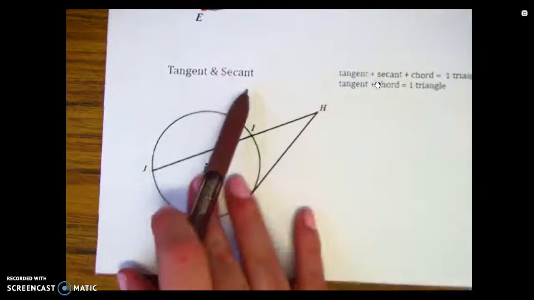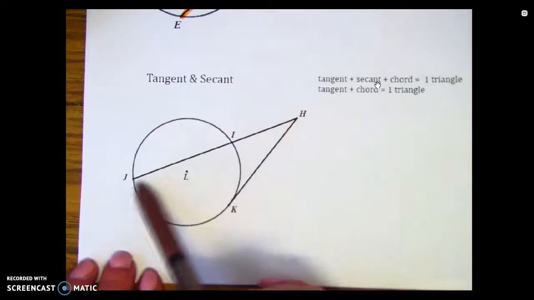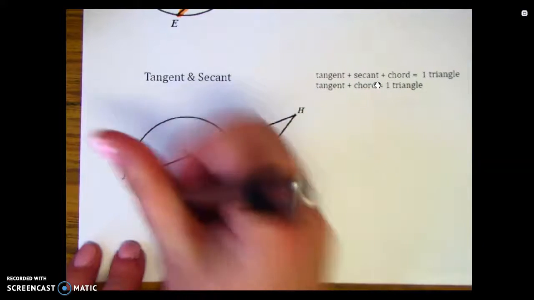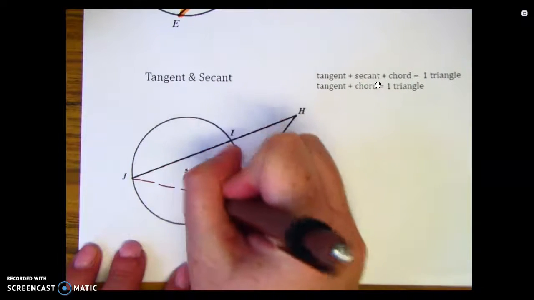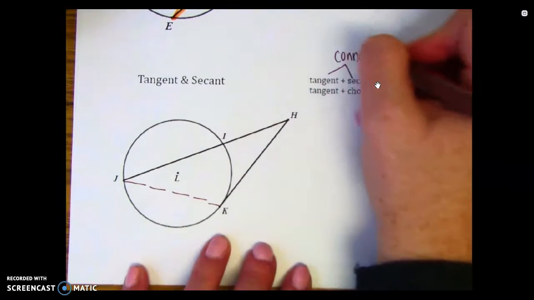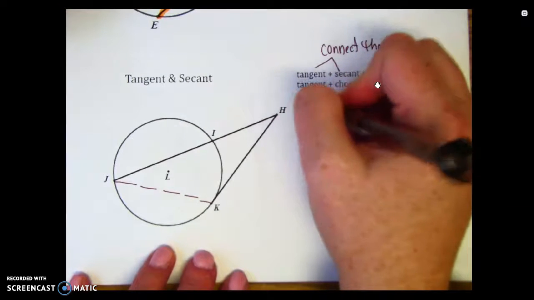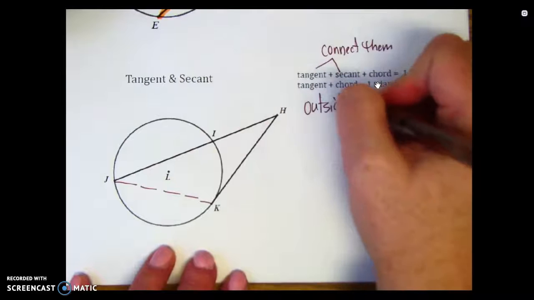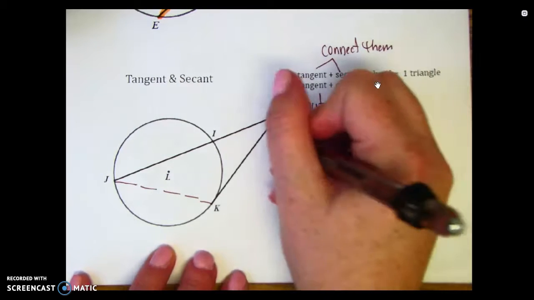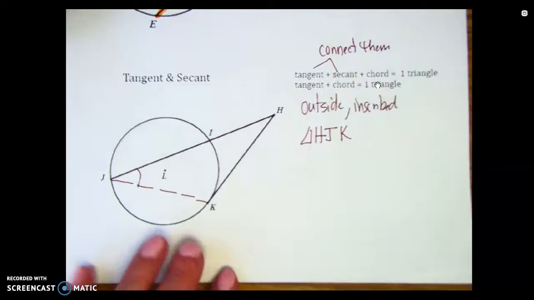The tangent and the secant, I think, is a little harder. So what I'm saying is that the tangent and the secant, and if you connect the tangent to the secant, so we're going to connect them, that gives you one triangle. Again, I'm going to start with my outside, and then I'm going to go to my inscribed. So my outside angle is H, my inscribed is J, the third one is K.